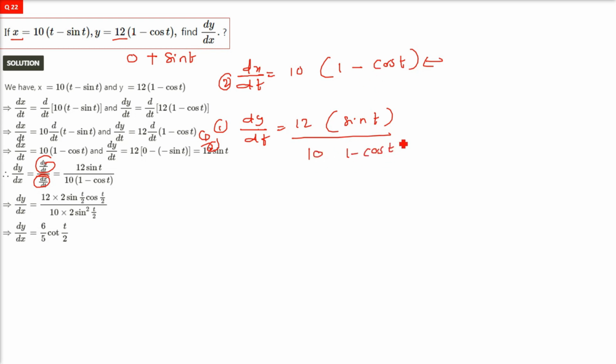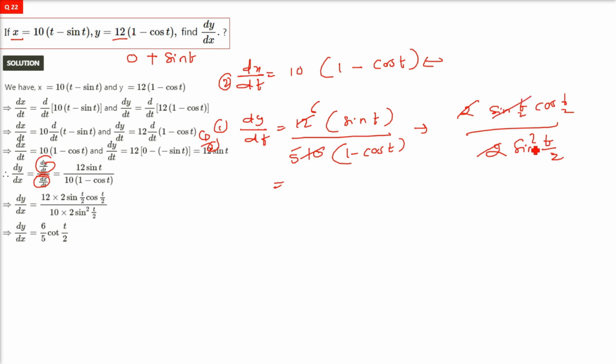Alright. Now this 12 and 10 you can always cancel by 2 and you can get 6 by 5. Sin t, sin 2 theta is 2 sin theta cos theta. Sin t is what? 2 sin t by 2 cos t by 2. And in the denominator, 1 minus cos t is what? 2 sin square t by 2. You already know that. And then we have this 6 and 5. So 2, 2 gets cancelled. 6 and 5 is already there. 1 sin you can cancel. So cos t by 2 and sin t by 2, this is going to be cot t by 2. So 6 by 5, cot t by 2. This is your answer, dy by dx.